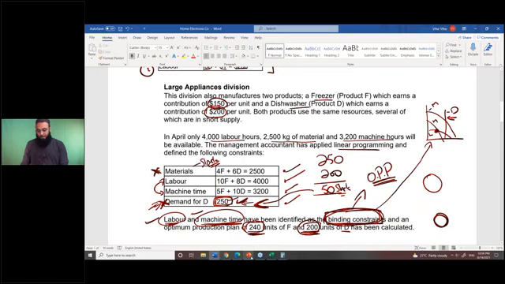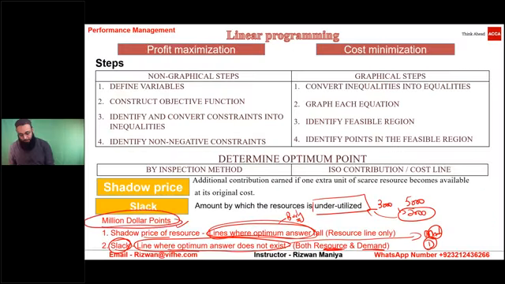And remember this $1 million tip, this one. Shadow price will always be there on the lines where the optimum answer falls. Lines where the optimum answer doesn't fall, there will be slack, underutilization, no shadow price. Okay.